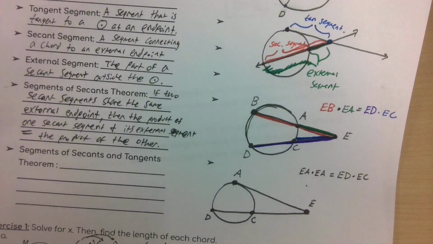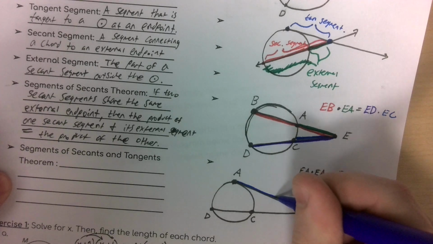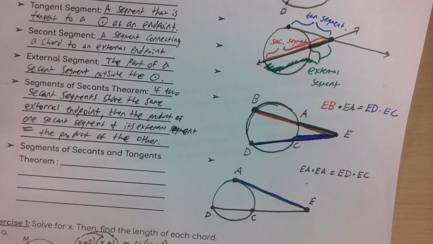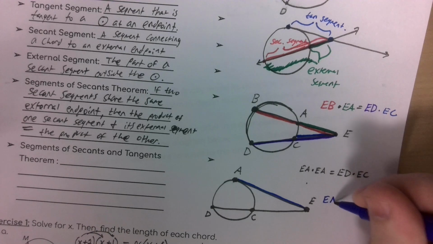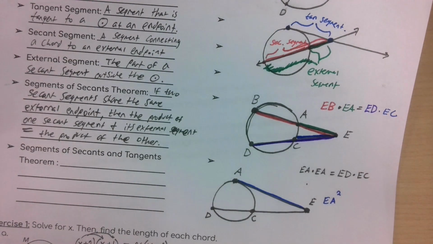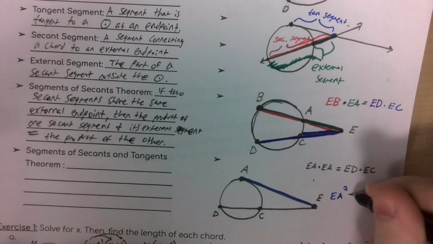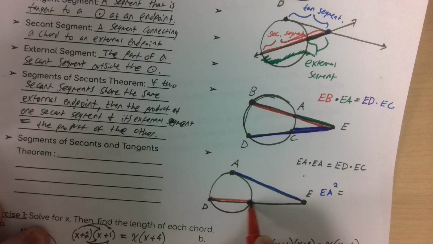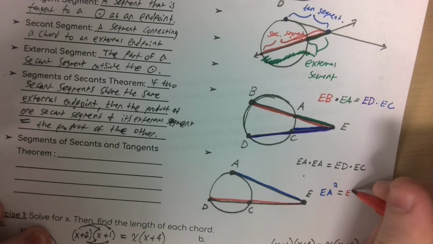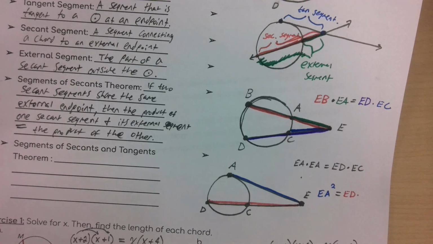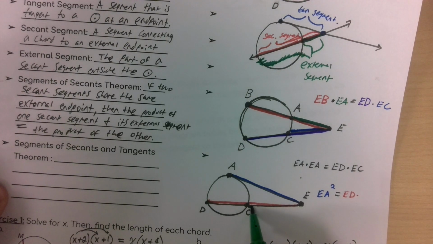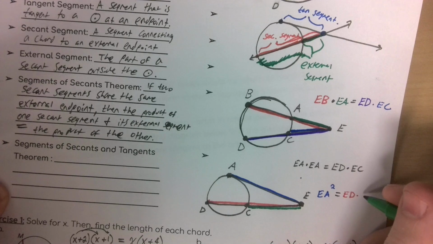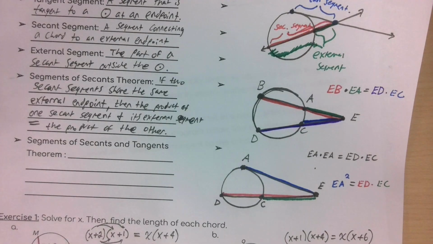The simplified rule is this. If you have a tangent and a secant that meet at an external point, your tangent squared, because again it's EA times EA, equals the entire secant segment, so ED, times the external part, the external segment of your secant segment, EC. Not nearly as bad as it looked.